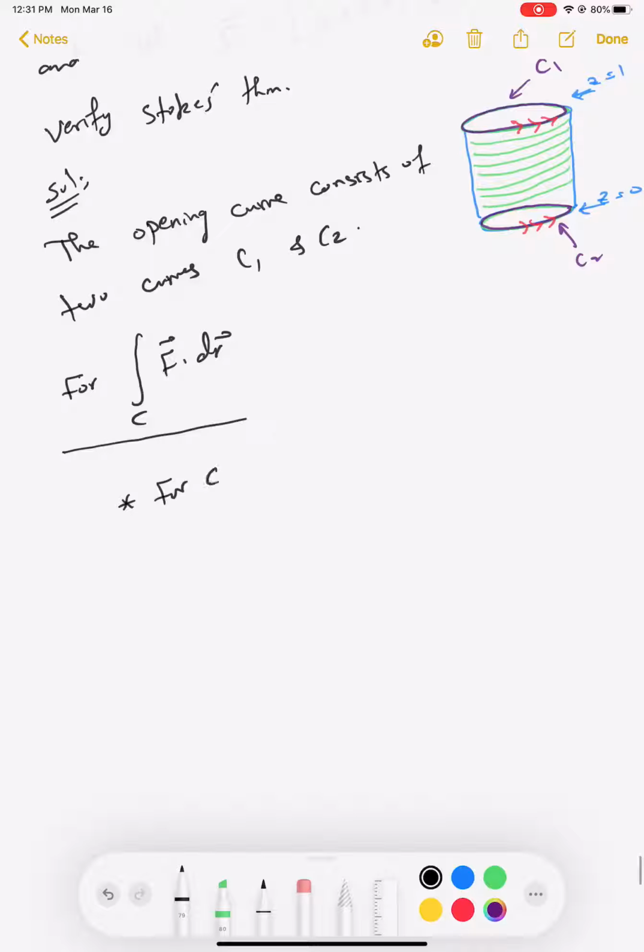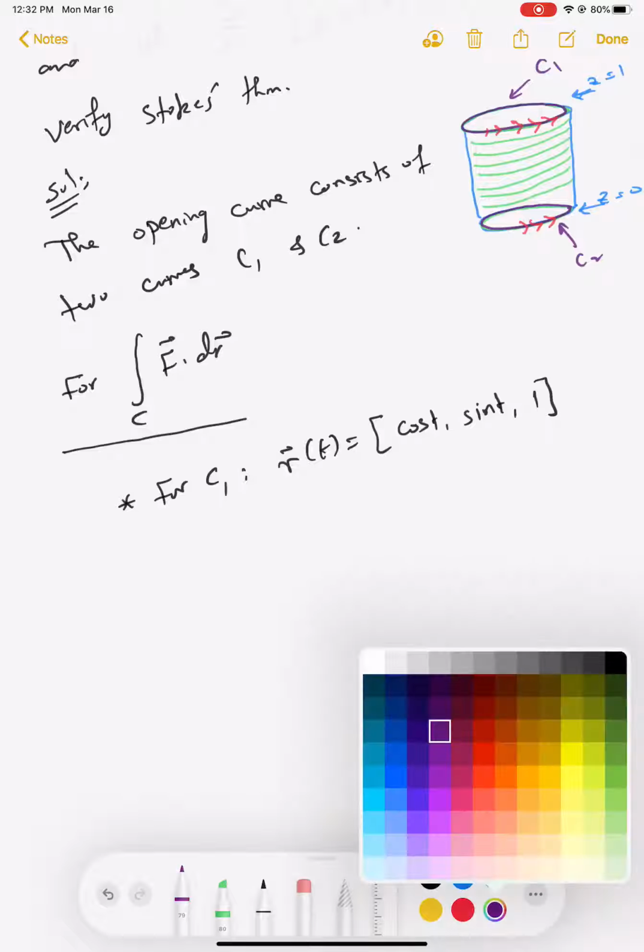So for C1, we need to have a parameterization. This is a circle, so the best parameterization is this. The z is 1 in this case. Of course, t is between 0 and 2 pi. Now, if I take my parameterization like this, cosine t, sine t, 1, this is exactly this red orientation. So I am taking the orientation this way.